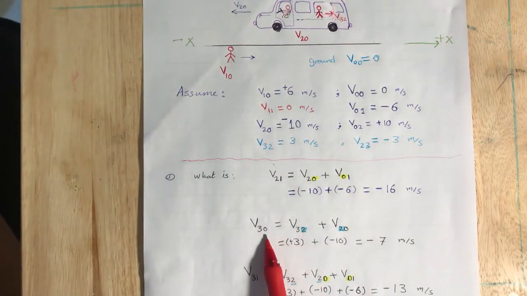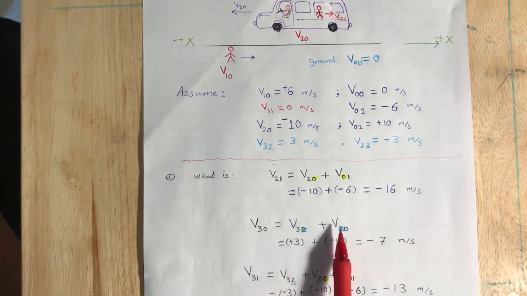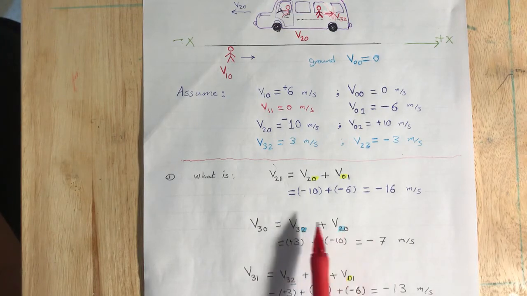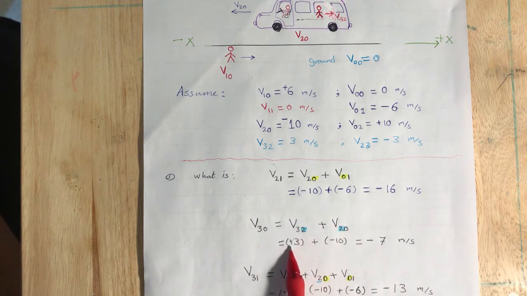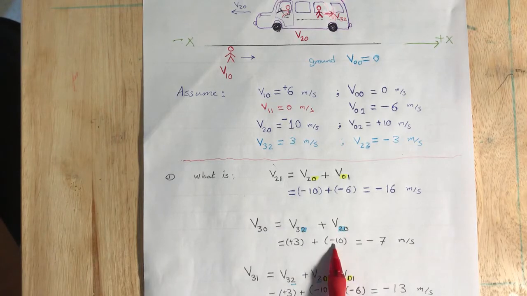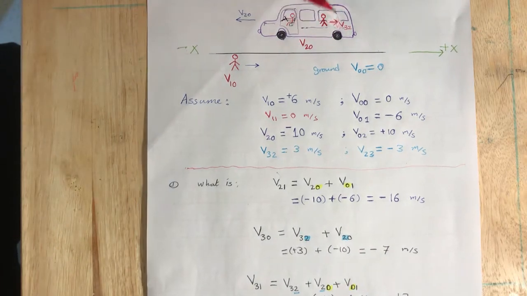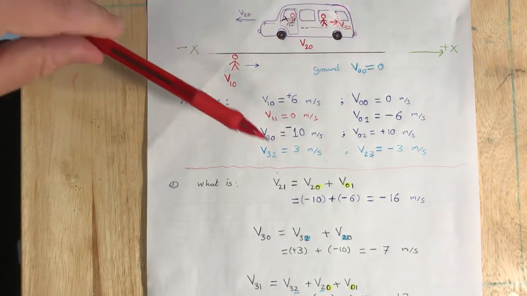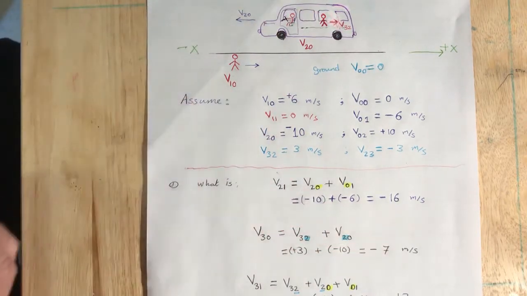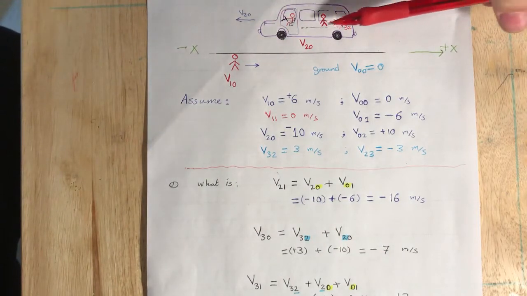So V30 is equal to V32, which is known, plus V20. V3 with respect to the bus is positive 3, plus V of the bus with respect to the ground, which is negative 10. So I have plus 3, negative 10, which is negative 7. So the velocity of the person who is walking inside the bus with respect to the ground is negative 7. Negative 7 means he is moving in the negative x direction.